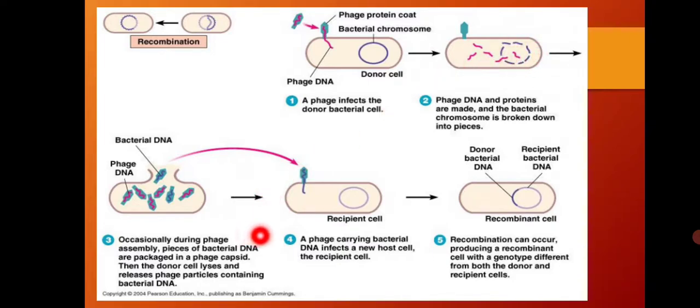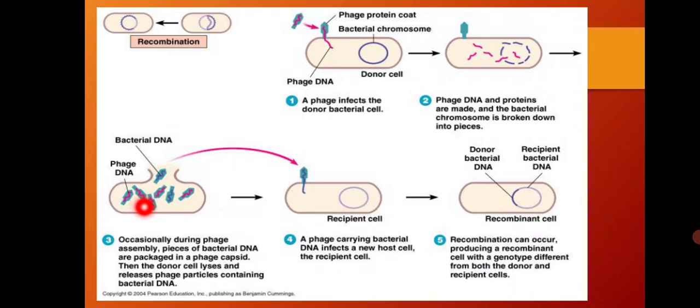In the third process, there is assembly. In short, we can say that the phage starts to replicate itself. How will it replicate? It will use host machinery and host enzymes for the replication purpose, and it will increase its population.